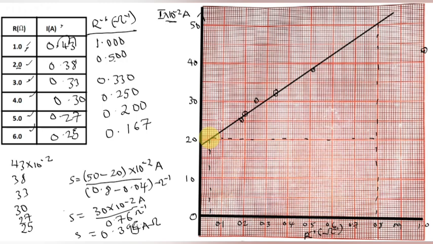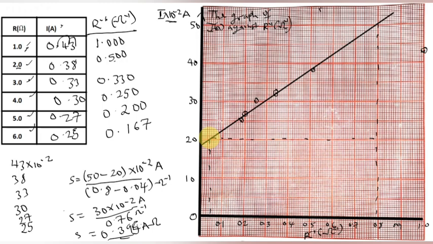Okay, now there is something I have not included here, the title of the graph. So the title of the graph is the graph of what are we plotting against what? I in ampere against R inverse in per ohms. Then you are going to put the scale here.